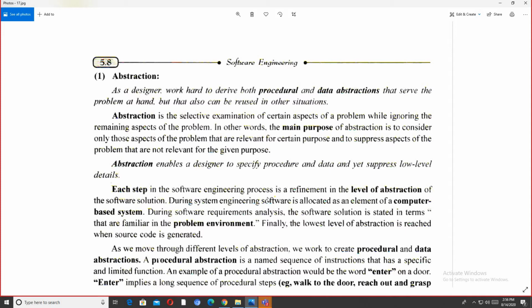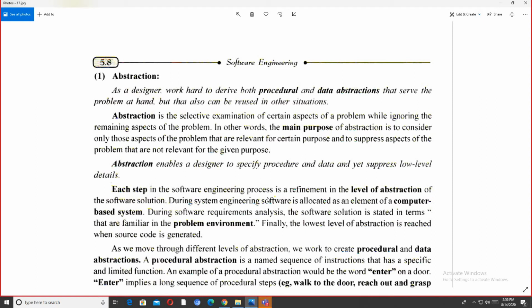Similarly, it is said that as a designer, work hard to derive both procedure and data abstraction that serve the problem at hand. Any problem at hand can be solved when we are dividing the procedural and the data abstractions differently. I have tried to explain what abstraction is. It is like setting a focus on a particular piece of information and discarding the rest.